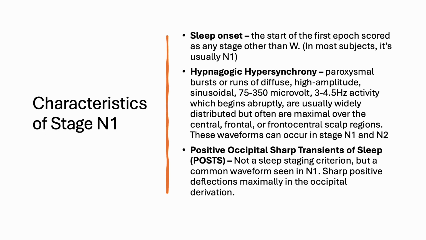One other sign of N1 should naturally include sleep onset. For pediatric sleep staging, we consider the first epoch scored that isn't wake, but the first epoch scored of any kind of sleep will be when sleep onset occurs. In most subjects, sleep onset occurs with N1, but infants and children that are just months old or younger may still enter sleep via REM.